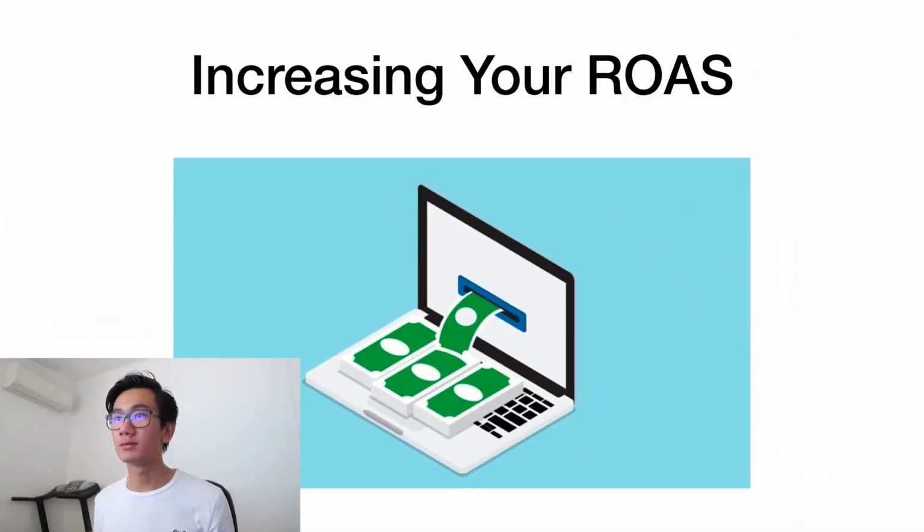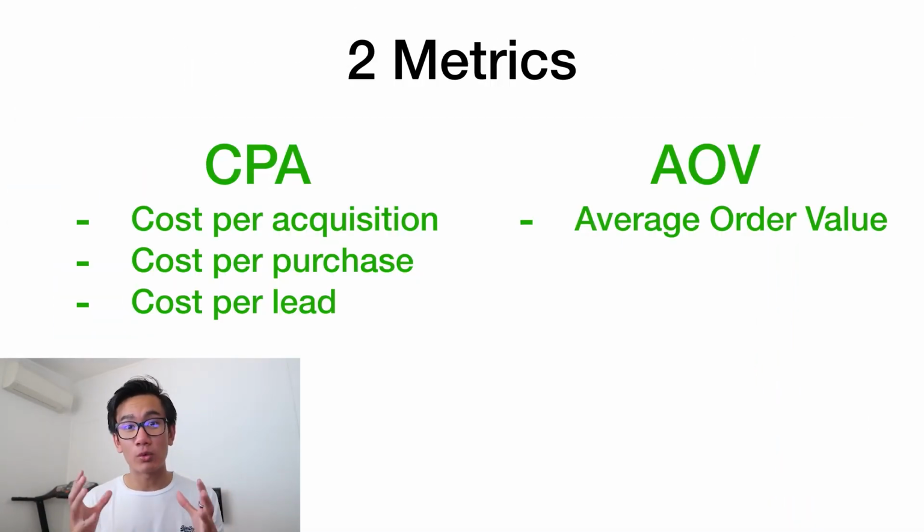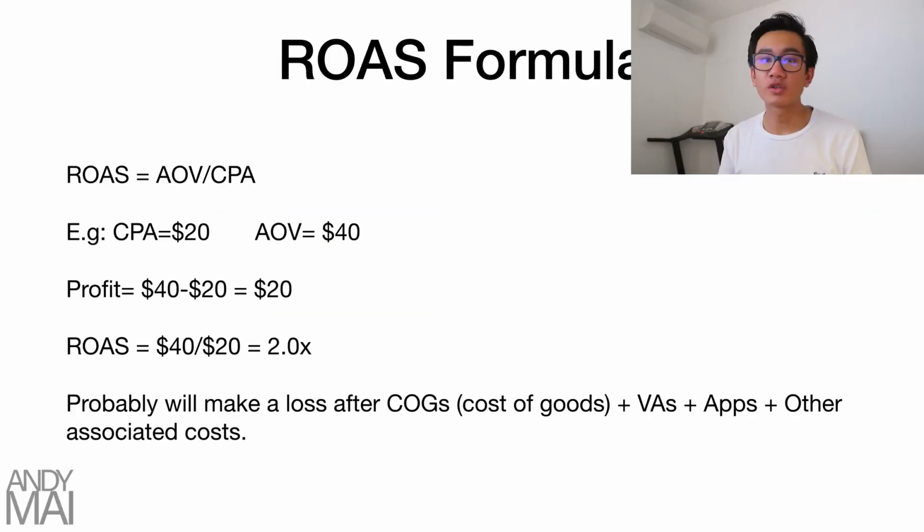Increasing your ROAS. There's 2 metrics that directly affect your ROAS: your cost per acquisition and your AOV. Your CPA is basically cost per acquisition, or the cost per purchase, or the cost per lead, and AOV stands for average order value. So what is the ROAS formula? The ROAS formula is AOV on CPA.